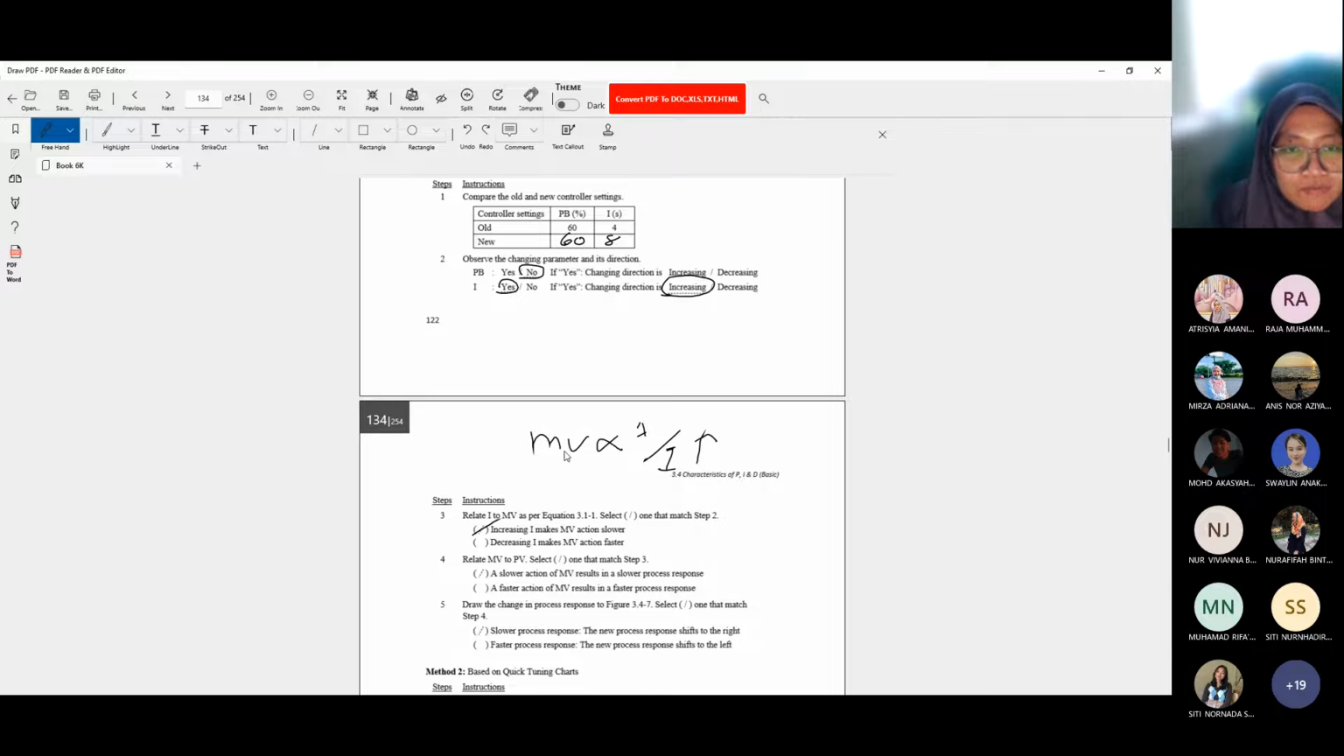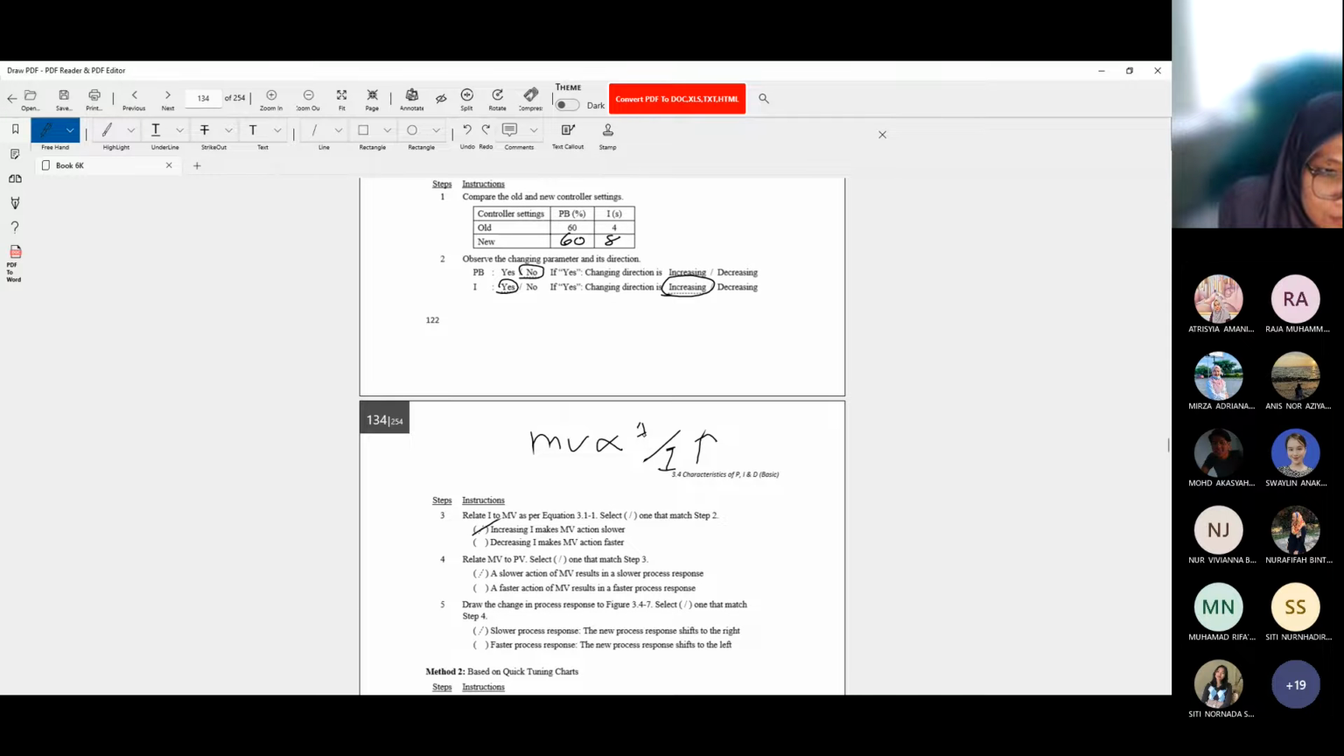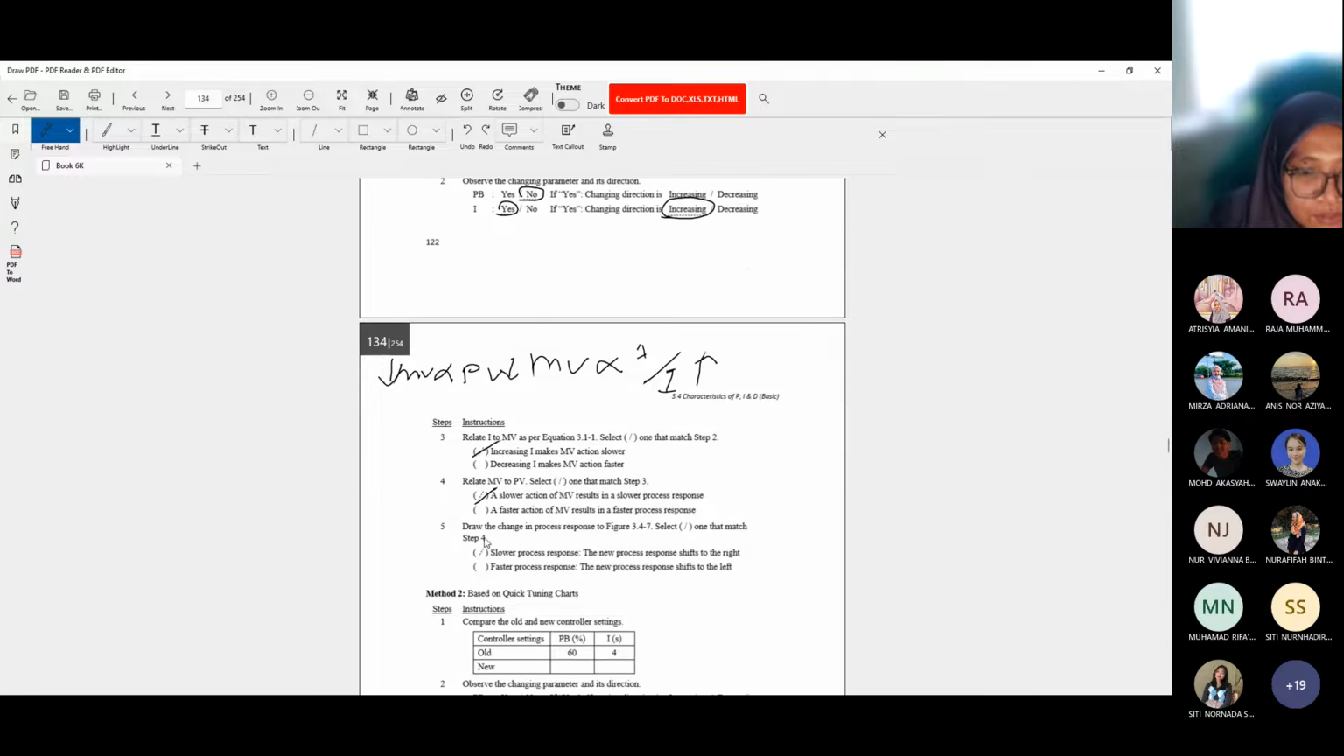So MV to PV, stated here, PV is directly proportional to MV. That means MV is directly proportional to PV. So if MV decreases or is slower, PV would decrease or be slower. Okay, number 5, you need to draw the change in process response.